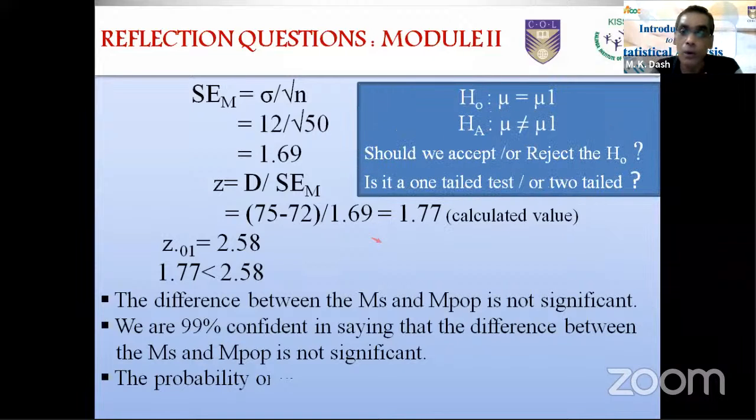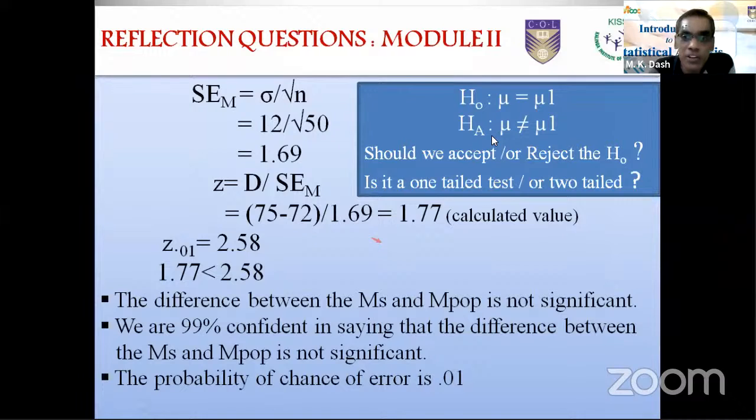See, what is the null hypothesis? The null hypothesis states that the population mean is equal to the sample mean. There is no significant difference between the sample mean and the population mean. Mathematically, we can represent it like this: mu is equal to mu1. Mu is the population mean. Mu1 is the sample mean.